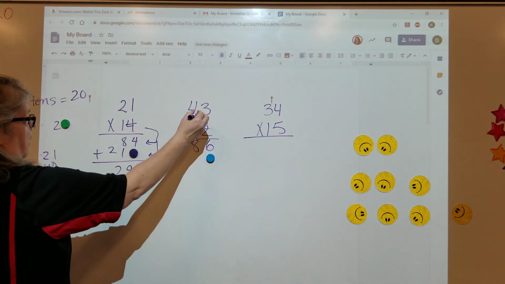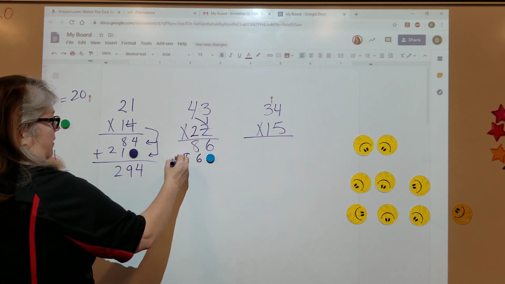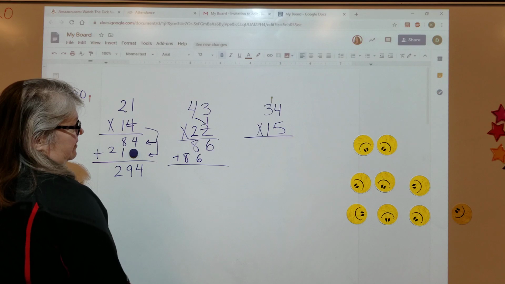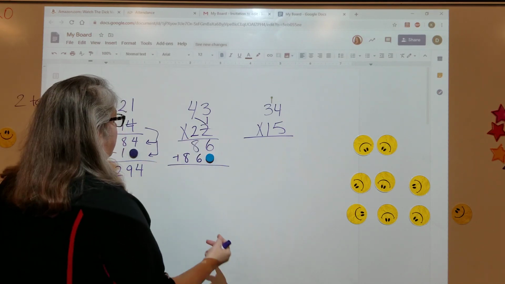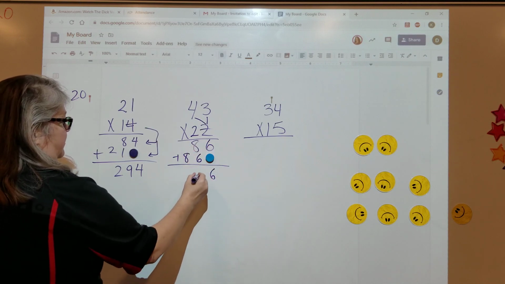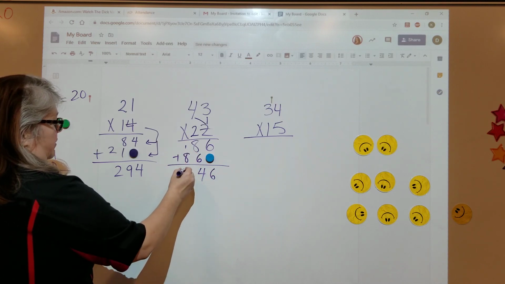Okay? 2 times 3 is 6, 2 times 4 is 8. Now let's add it. See that right here? That would be a 0 because you're actually multiplying that by 20. Okay? So 6 plus 0 is 6. 8 plus 6 is 14. And 1 plus 8 is 9.